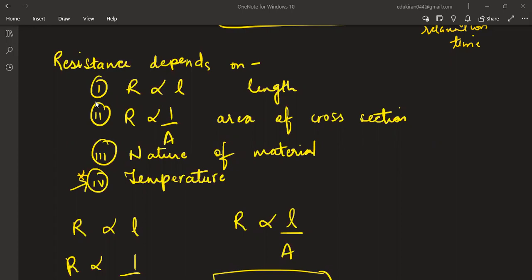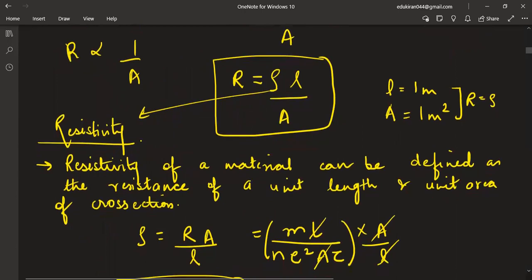So two formulas we had seen: V is equal to IR. From that, you have R as V by I, then m l by n e square A tau. Last formula is this: R is equal to rho L by A. If you remember resistance well, resistivity becomes easier. All right. So R is equal to rho L divided by A.